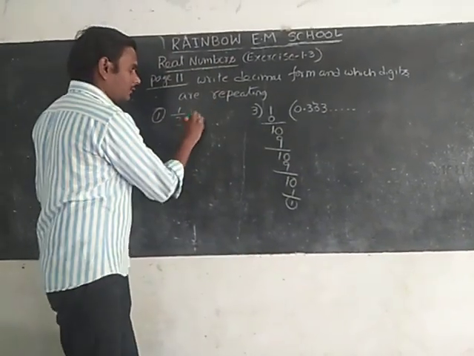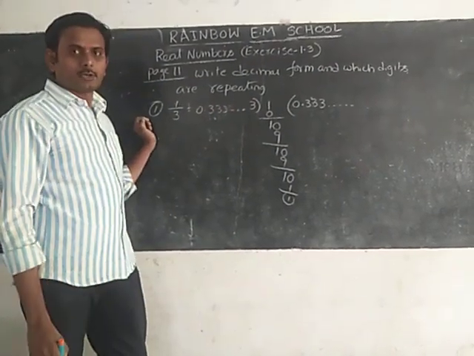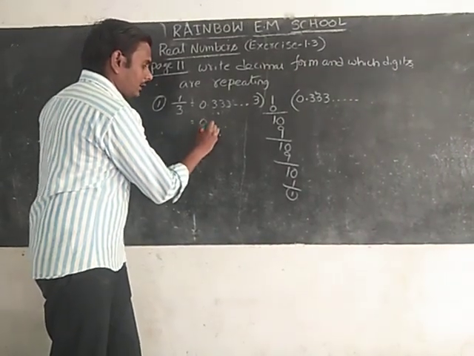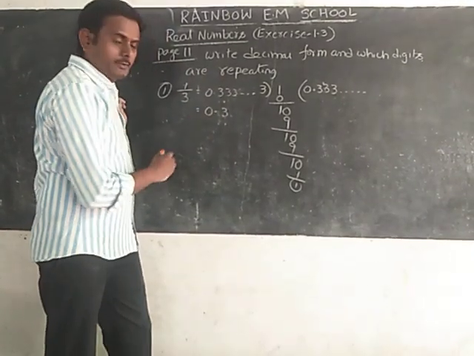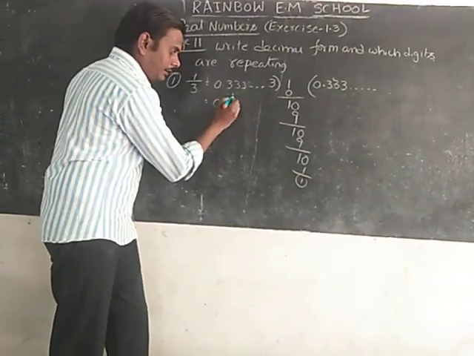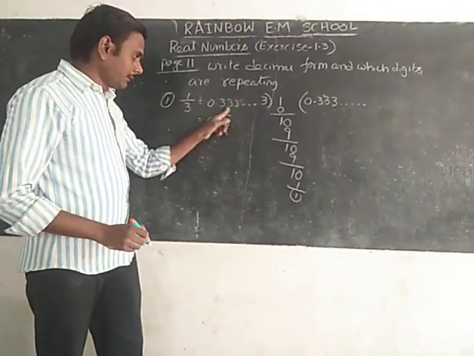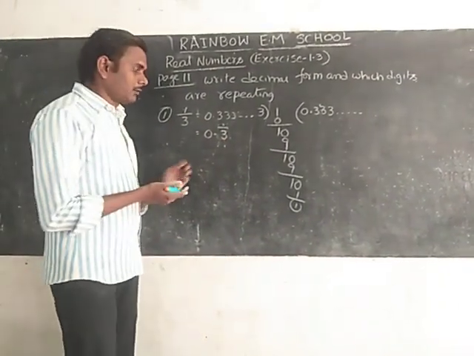So we can write 0.3333 and so on as the quotient. Which digit is repeating here? 3 is repeating. For the repeating 3, we write the bar symbol, or vinculum symbol, above it. This symbol denotes that the digit is repeating. Now we can conclude.